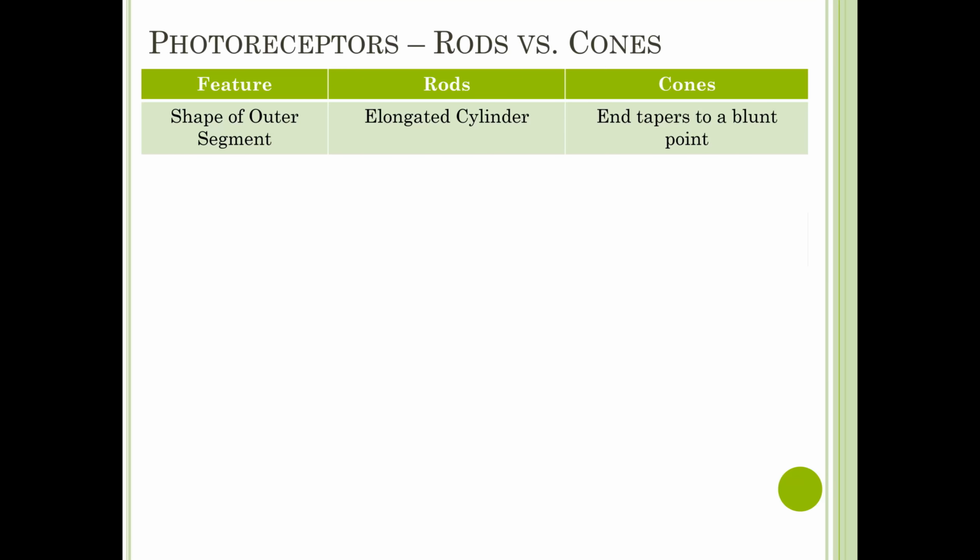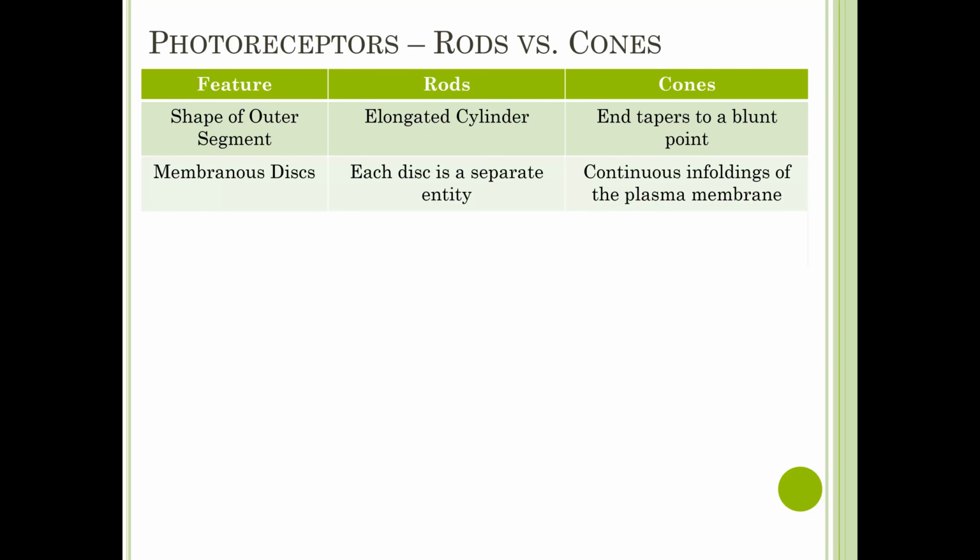So let's take a look and compare rods with cones. If we look at the shape of the outer segment, rods have that elongated cylinder that looks like a little rod, and the cones have an end that tapers to a blunt point, making them look like a cone. The membranous discs of the rods, each one is a separate entity, whereas with the cones, it's a continuous infolding of the plasma membrane.